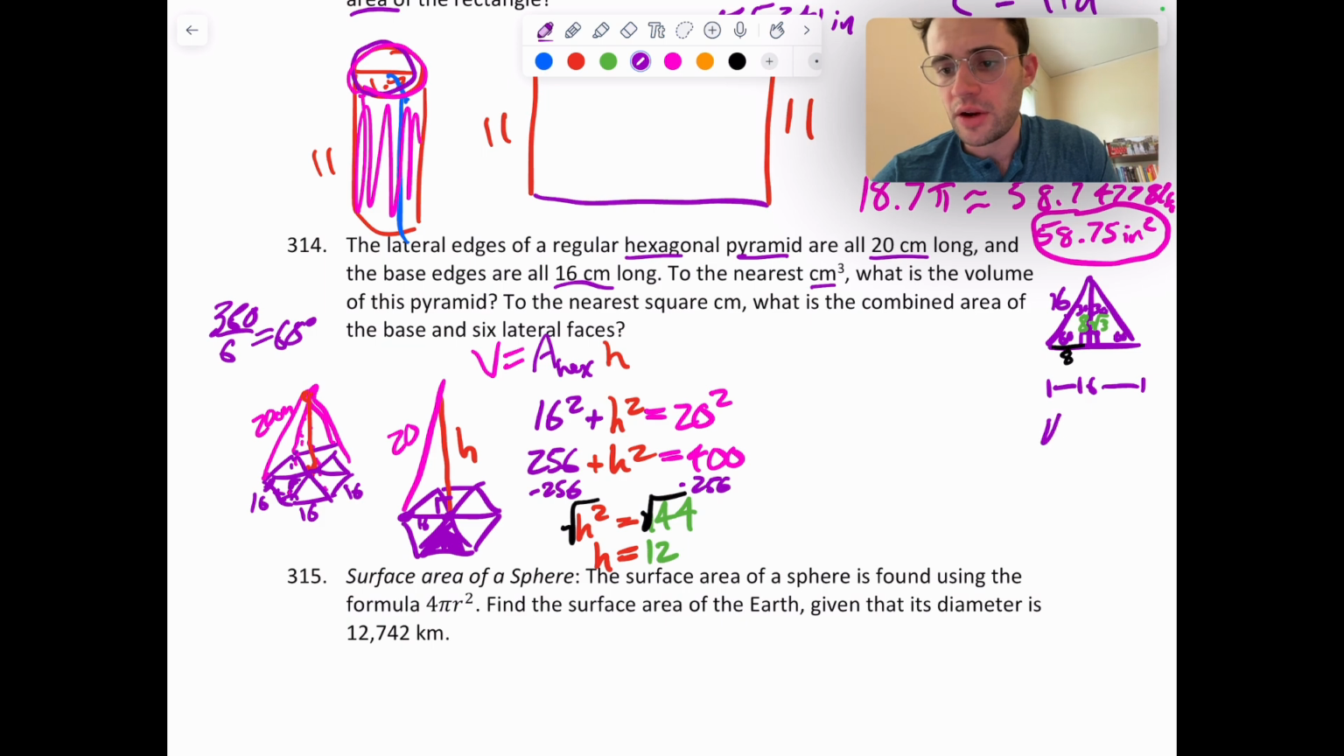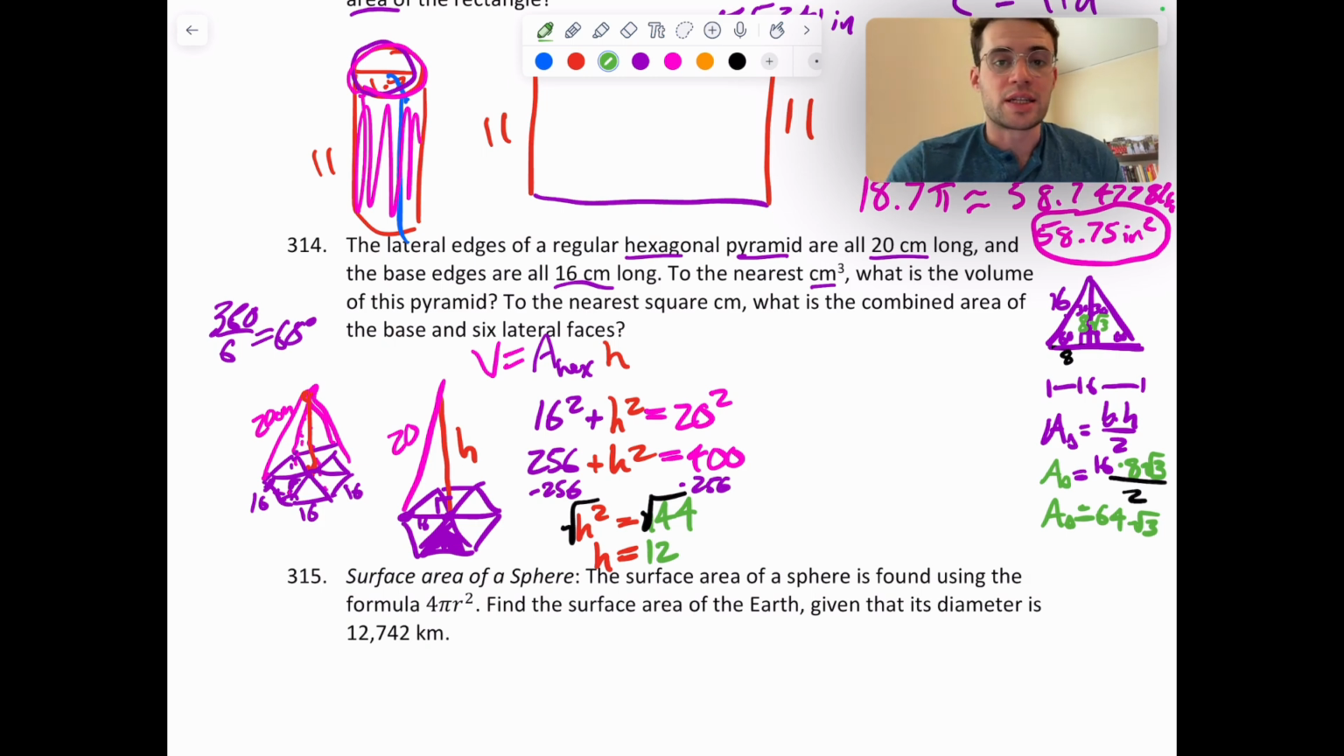If you want to find the area of one of those triangles, we would do base times height over 2. The entire base is 16 times our height, 8 root 3. Then we have to divide by 2. 16 divided by 2 is 8, so 8 times 8 is 64. 64 root 3 will be our area for one of those equilateral triangles.